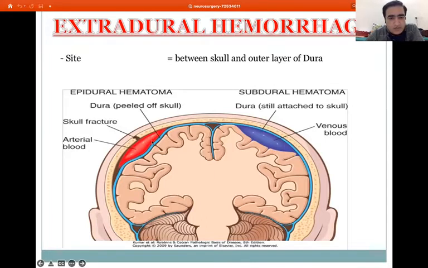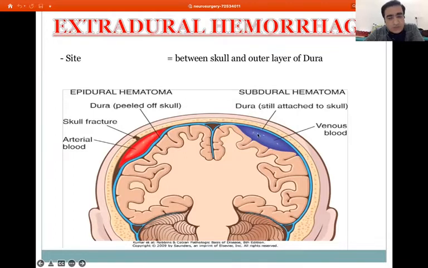In this picture, we can see this blue layer is the outermost layer, the dura. This whitish layer is the bone, and this pinkish layer is the skull. This is skin and subcutaneous tissue, and this red area is considered the hematoma. It may be caused by an arterial bleed or fracture hematomas.